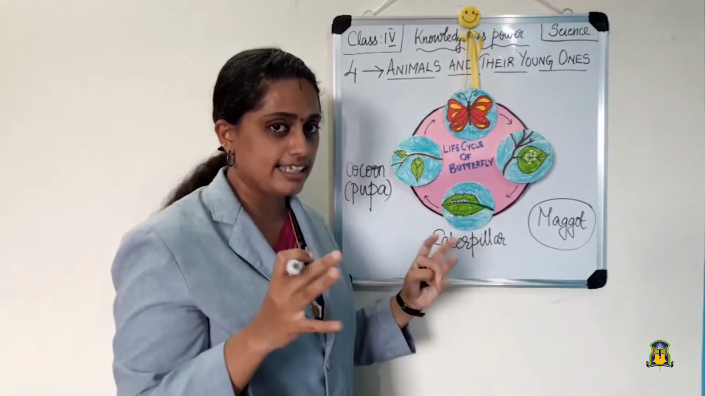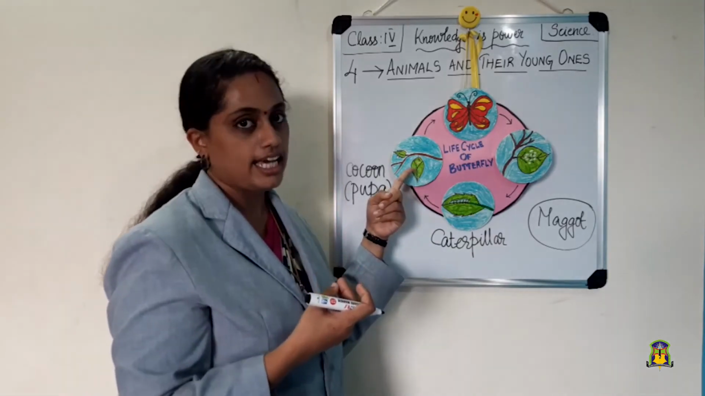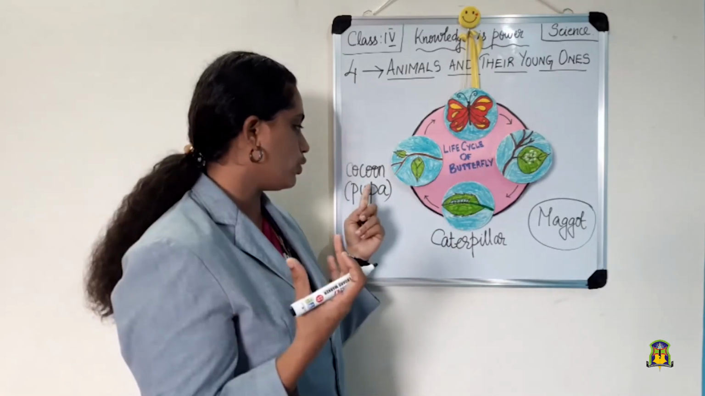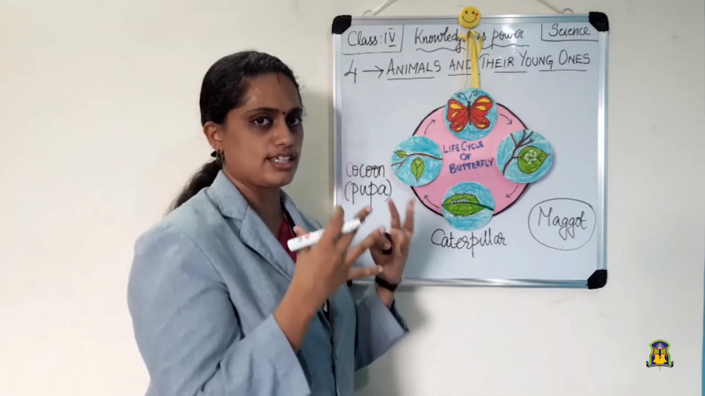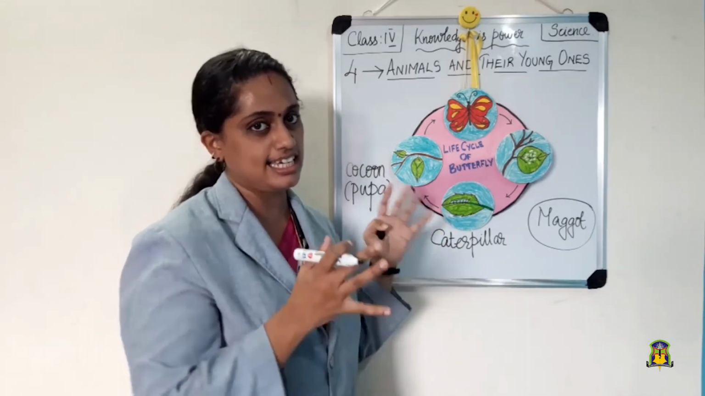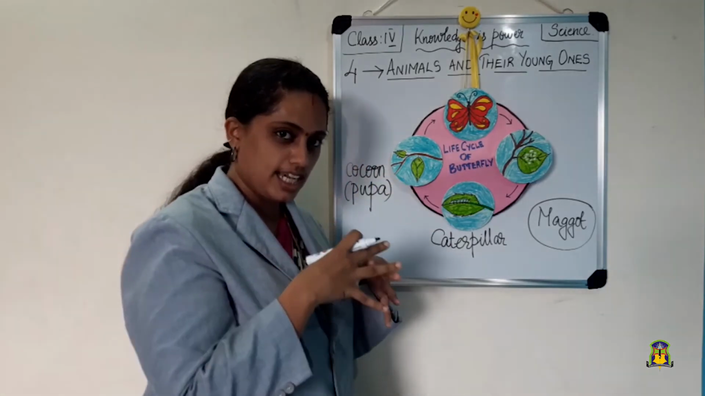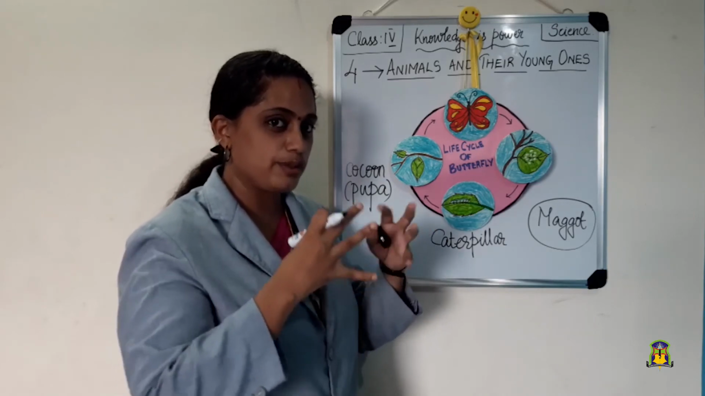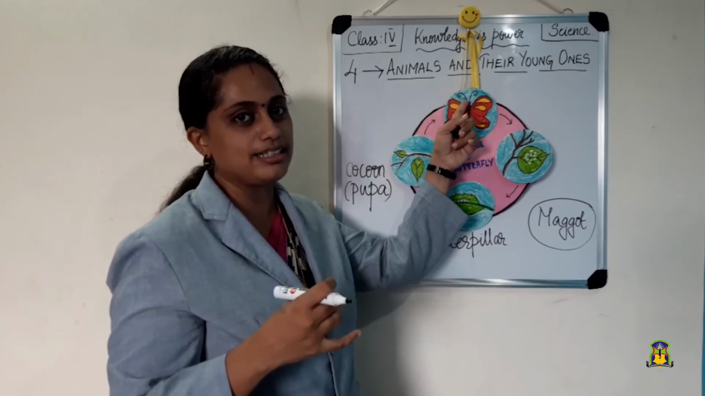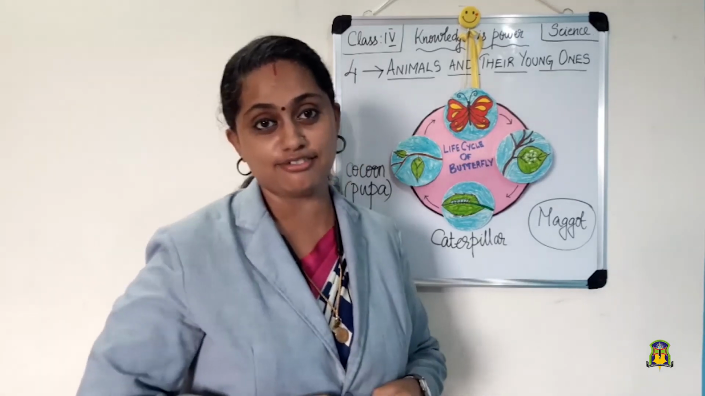They will develop a covering. What is it called? That is called a cocoon. At this stage, what is this called? It is called pupa. The pupa is the resting stage. After that, what will happen? Inside this cocoon, it is getting ready to become a beautiful butterfly. It will burst out and become a beautiful butterfly. That is the life cycle of a butterfly.